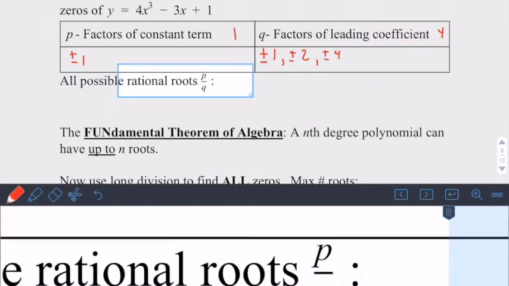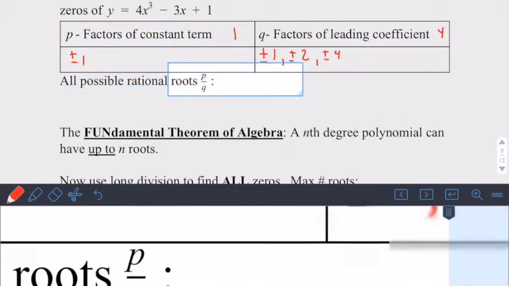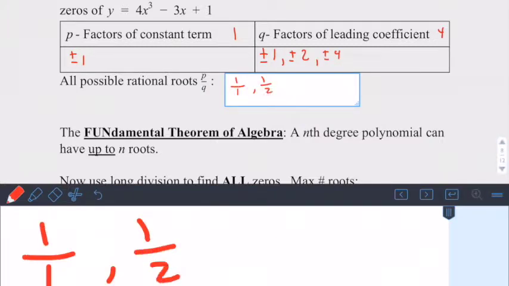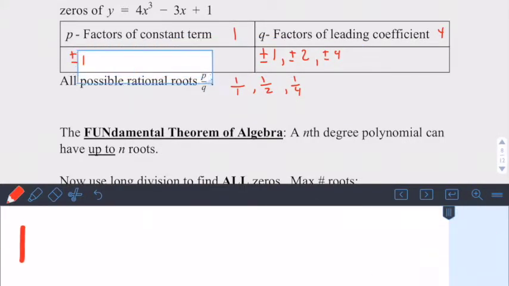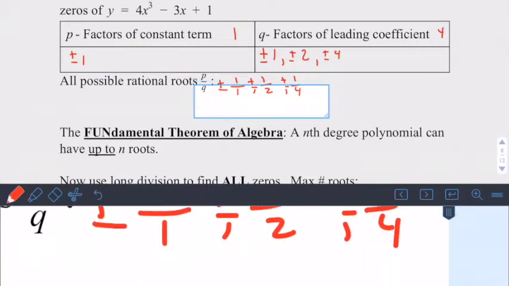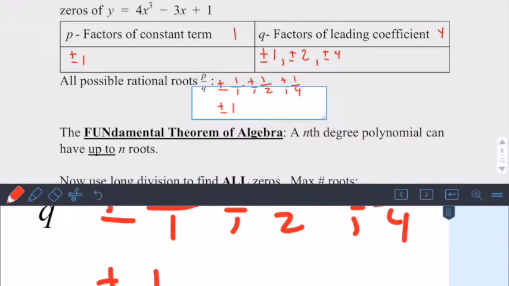So all possible rational roots are p divided by q. So 1 divided by 1, 1 divided by 2, 1 divided by 4, right? I did 1 divided by 1, 1 divided by 2, 1 divided by 4, and it's plus or minus. So all our rational roots are plus or minus 1, plus and minus a half, and plus or minus 1/4.